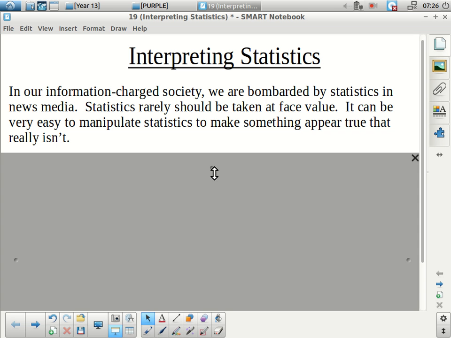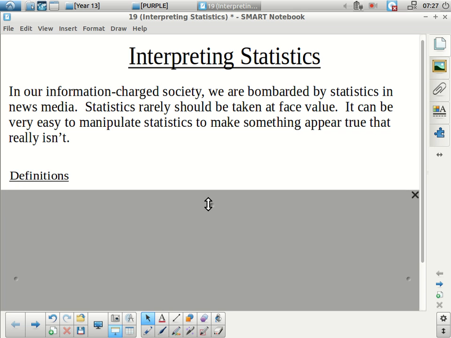Statistics should rarely be taken at face value. It can be very easy to manipulate statistics to make something appear true that really isn't. So part of today's lesson is going to be looking at how you can play with statistics a little bit to make it seem like something is true when it isn't necessarily true.